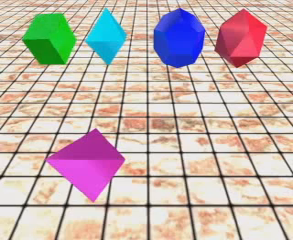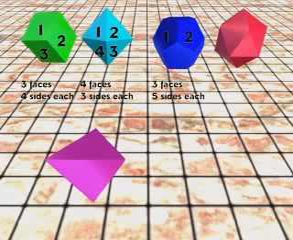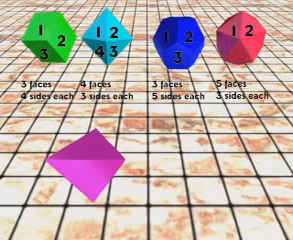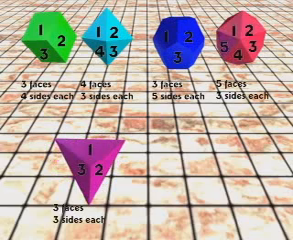At each corner of the cube, 3 faces meet, each having 4 sides. At each corner of the octahedron, 4 faces meet, each having 3 sides. At each corner of the dodecahedron, 3 faces meet, each having 5 sides. At each corner of the icosahedron, 5 faces meet, each having 3 sides. At each corner of the tetrahedron, 3 faces meet, each having 3 sides.